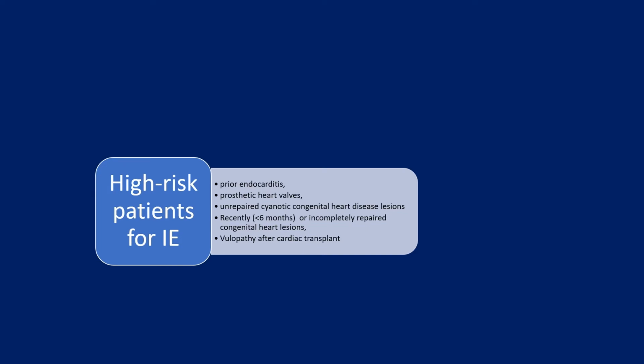Remember that prophylaxis is not advised for routine gastrointestinal or genitourinary procedures. High-risk patients include those with prior endocarditis, prosthetic heart valves, unrepaired cyanotic congenital heart disease lesions, recently or incompletely repaired congenital heart lesions, and valvulopathy after cardiac transplant. These are the high-risk patients for infective endocarditis for whom you require prophylaxis according to current consensus.